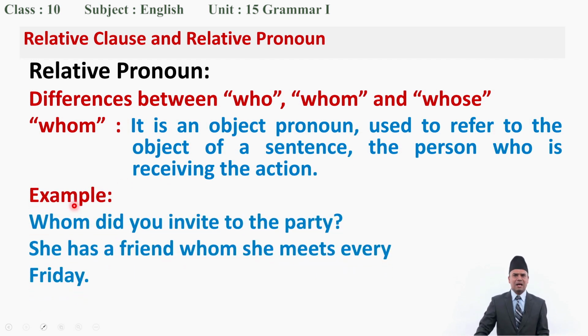Let's see the example. Whom did you invite to the party? Whom? Kaslai. Whom did you invite to the party? See, in this example, whom is used as a question. But in the second example, whom is referring to the person here. She has a friend whom she meets every Friday.